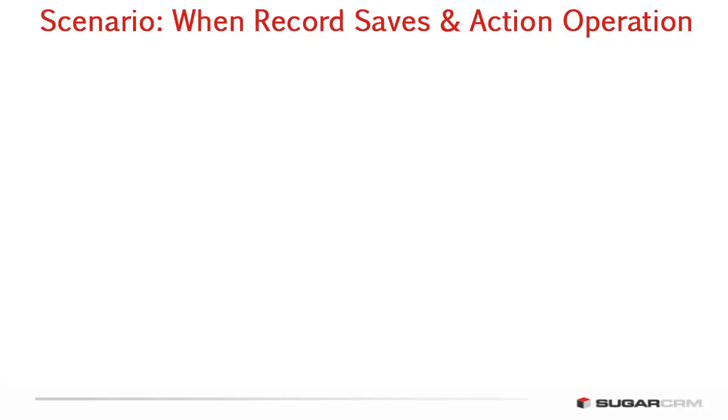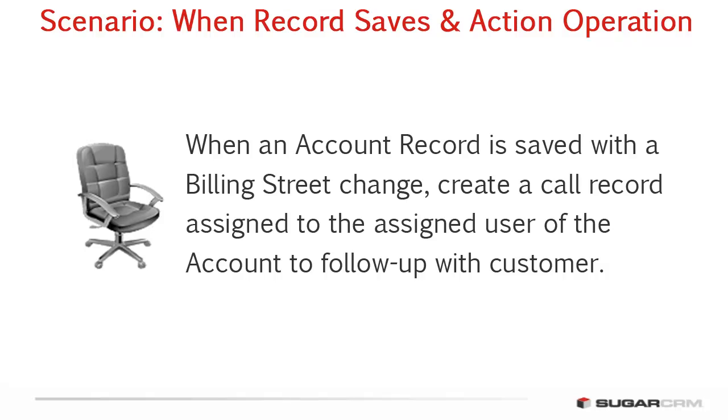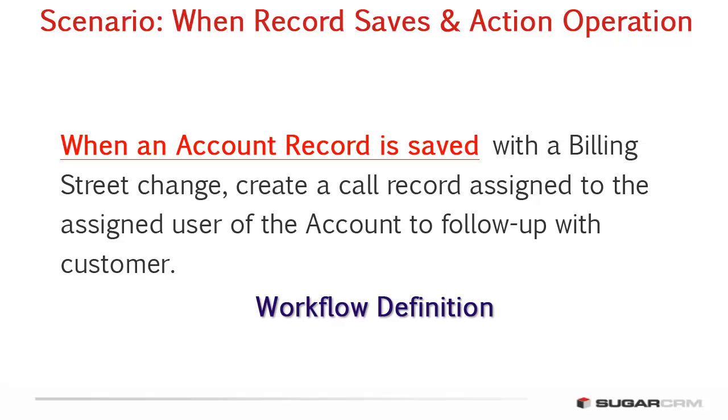The scenario we'll be using in this video is that we'll be working for an organization that sells office furniture. We want our sales reps to be notified when one of our existing account addresses changes. So when the account record is saved with a new billing street address, we want Sugar to create a call record assigned to the same user as the account so that they can see if that customer needs new office furniture.